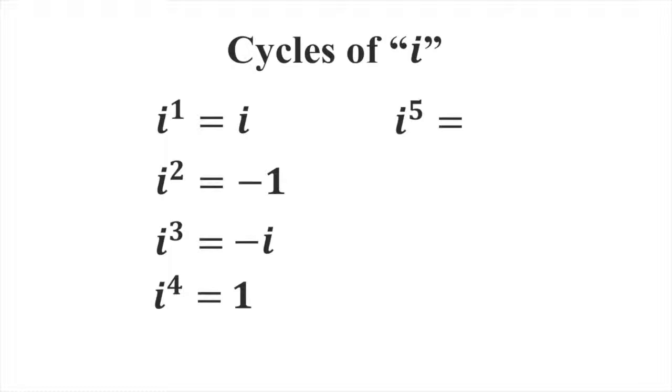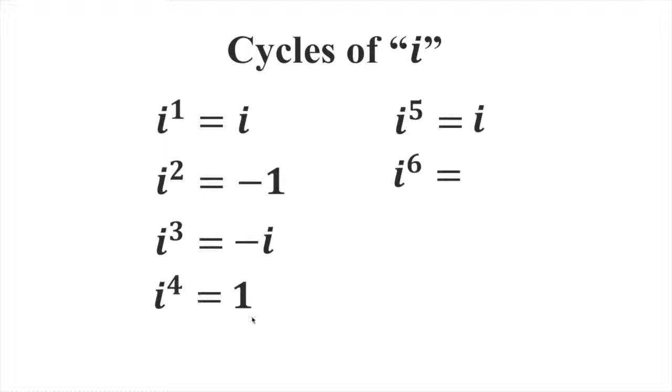Now let's go on to i to the 5th power. Well, i to the 5th power is i to the 4th, which is 1, times i, which would give us i. i to the 6th power, well, i to the 6th power is i to the 4th, and you'll always kind of go back to this i to the 4th. That will make your life a lot easier. i to the 4th times i squared.